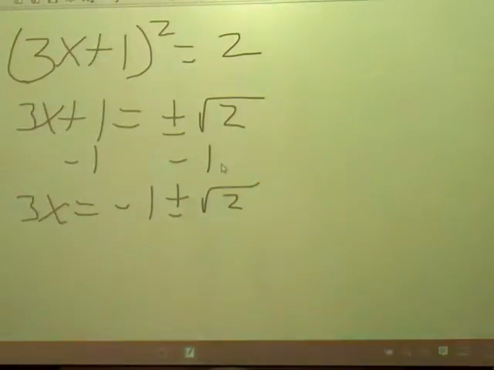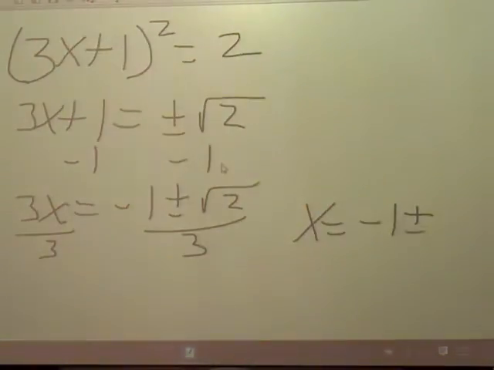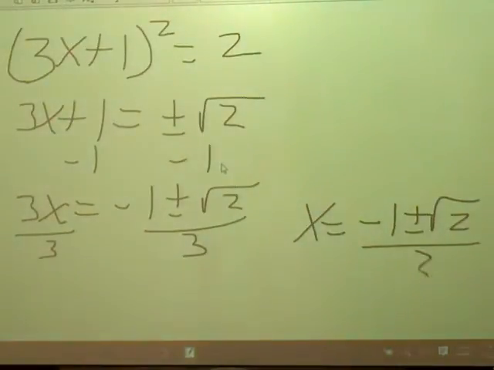So that's why you'll see it in front most of the time, so you're sure it's not underneath the radical. All right, then you got one more step there. What are we going to do in our last step? Divide everything by 3. So x is negative 1 plus or minus the square root of 2, all divided by 3.